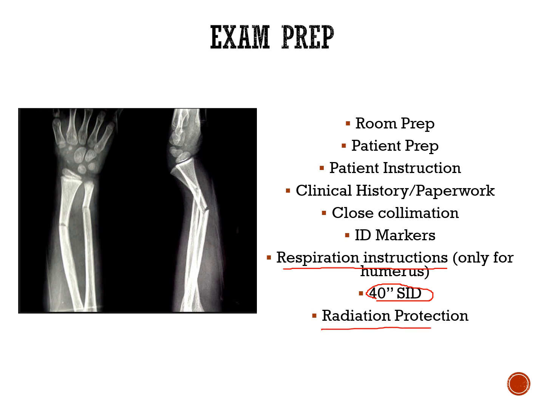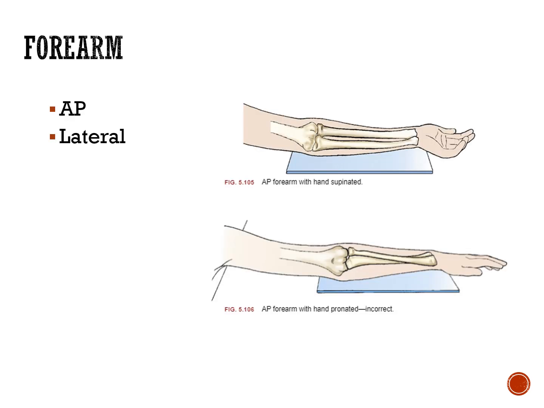And of course, we always protect our patient with lead aprons. So we're going to do two projections. We're going to do an AP projection and a lateral projection of the forearm. We want to make sure that we supinate the hand for the forearm and not pronate it.